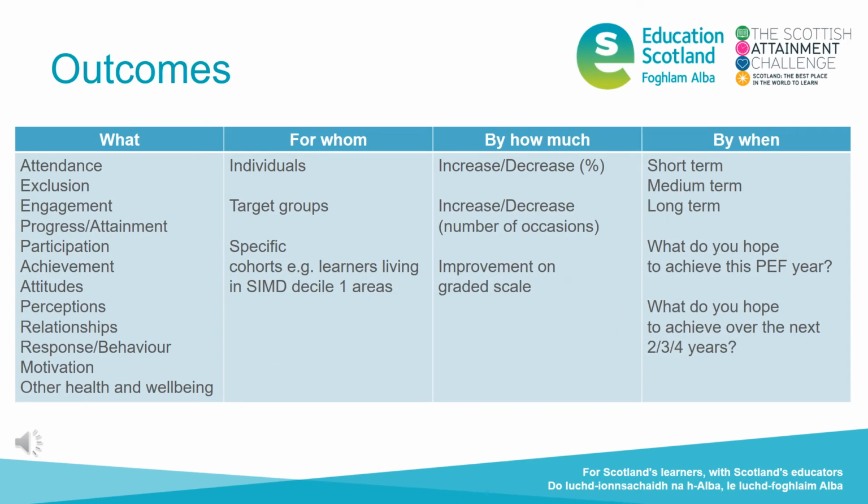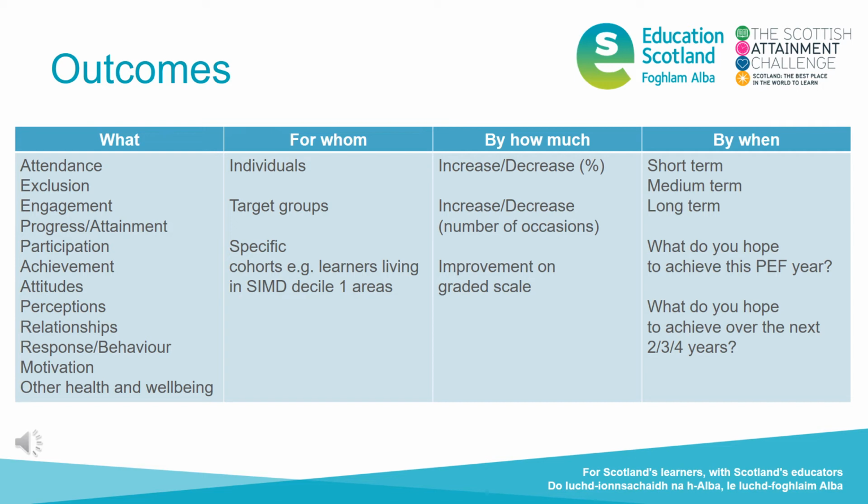This slide provides some prompts, a starter for 10 if you like, for creating outcomes. The what might be attendance, progress, or health and well-being. The who might be a small target group, an individual, or even a full cohort. For example, if data shows that pupils in receipt of free school meals are not participating in any clubs or are missing out on opportunities for achievement.